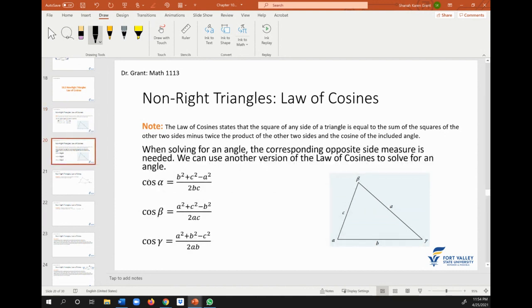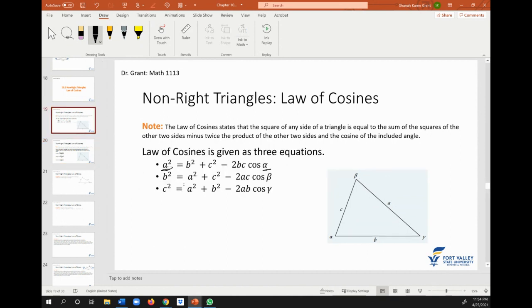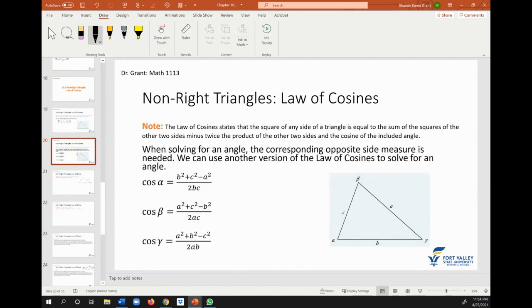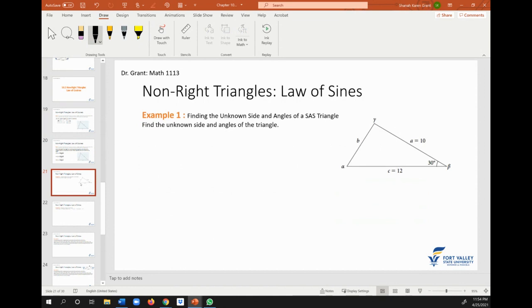Now, if you want to find the angle in your triangle, well, it's not a right triangle, but in your oblique triangle, these are the equations that we can use for alpha, beta, and gamma, respectively. Really, all we did was solve the equations before for cosine alpha, cosine beta, and cosine gamma. So let's look at some examples in which we can use the law of cosines to solve our oblique triangles.